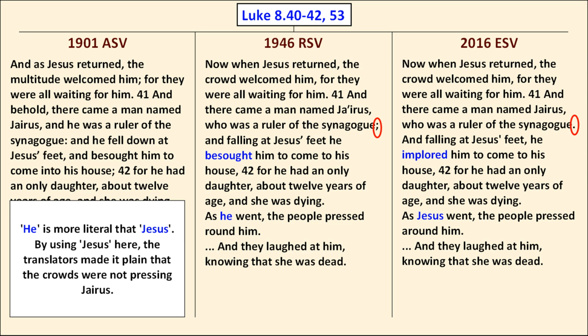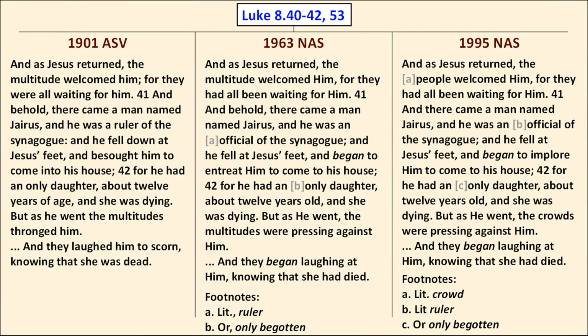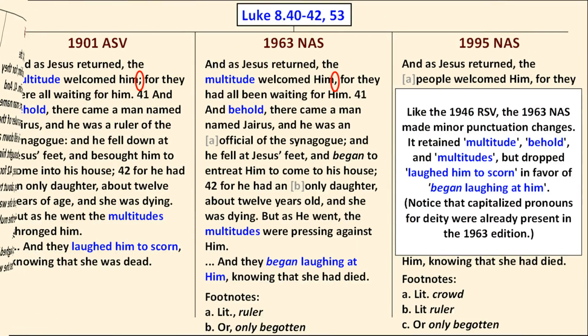With that, we'll move to the evolution of the NAS. The 1901 ASV remains our starting point. In the middle is the 1963 NAS. The 1995 NAS is the end point. Like the 1946 RSV, the 1963 NAS made minor punctuation changes. It retained "multitude" and "multitudes." The 1963 NAS retained "behold," but dropped "laughed him to scorn" in favor of "began laughing at him." Notice that capitalized pronouns for deity were already present in the 1963 edition.